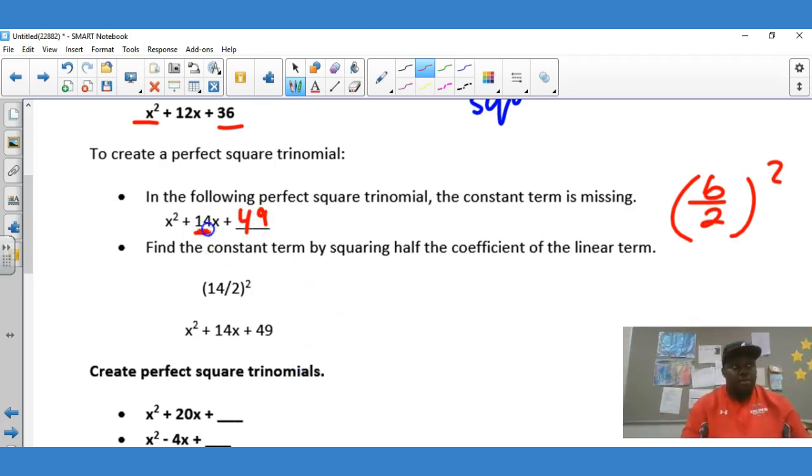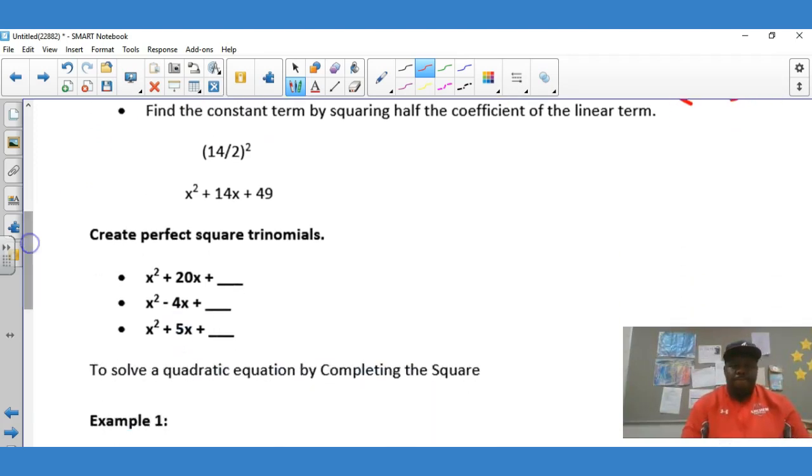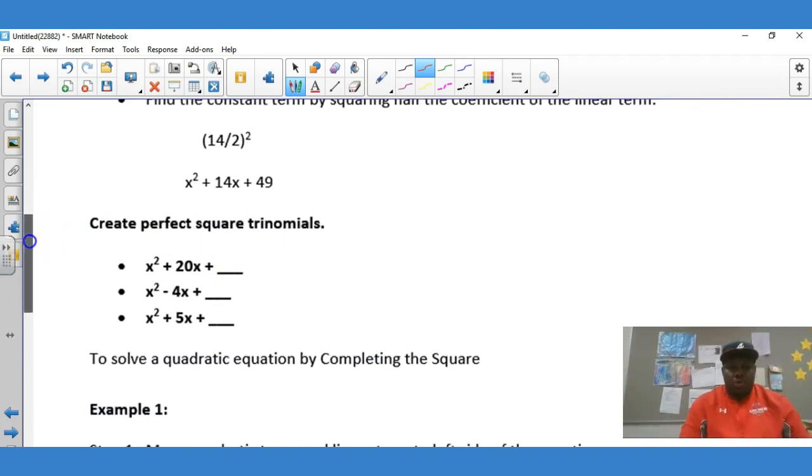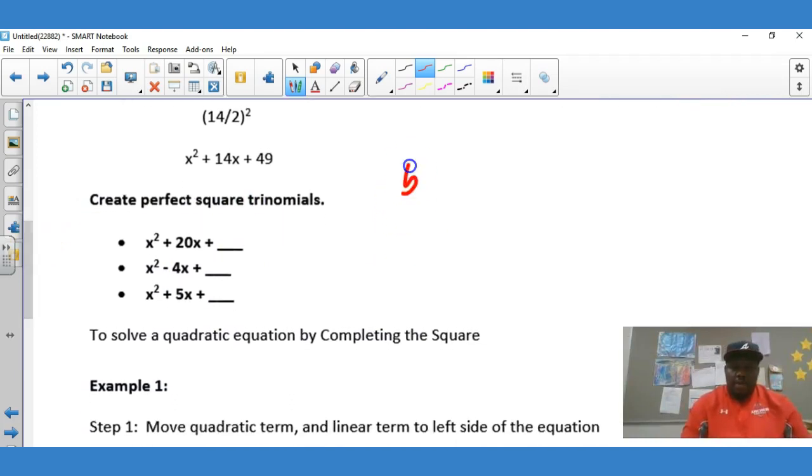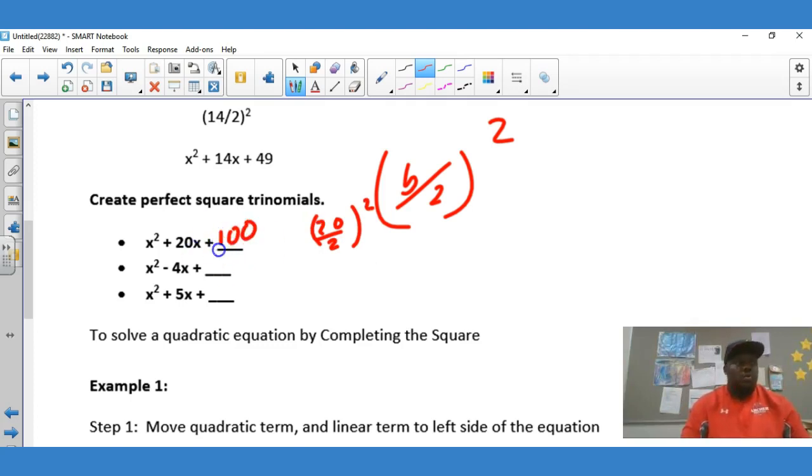Take the middle value, b, divided by 2, then square it. So right here, we're going to create some perfect square trinomials. Again, b divided by 2 squared. So right here, we take 20. 20 divided by 2 is 10. 10 squared is 100. This is now a perfect square trinomial.